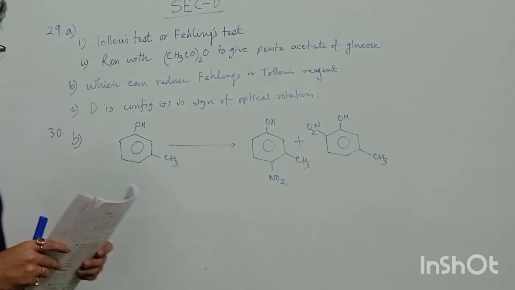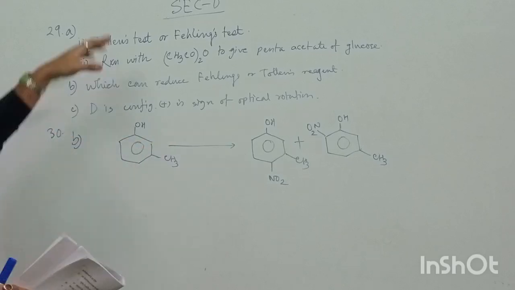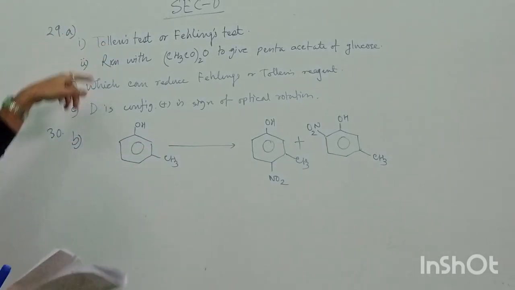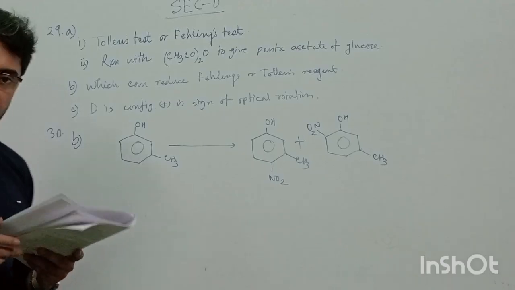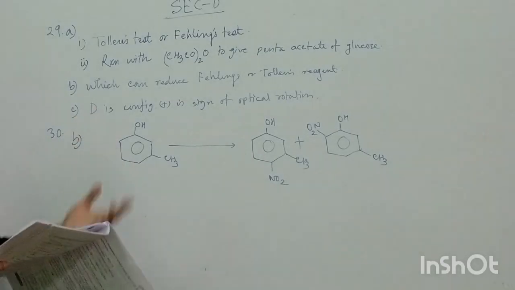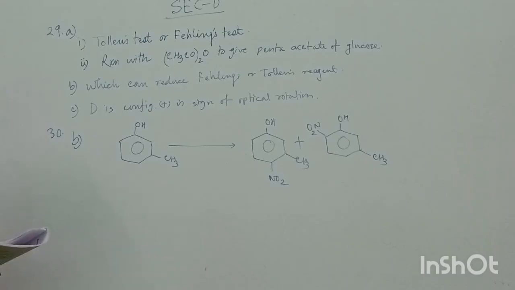Let's come to section D of set 3, question 29A. How do you explain the following? Presence of a carbonyl group in glucose. We have so many evidences. We can use Tollens' test or Fehling's test. We can use cyanohydrin, HCN addition, right?